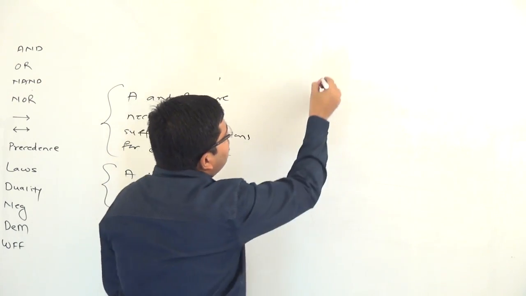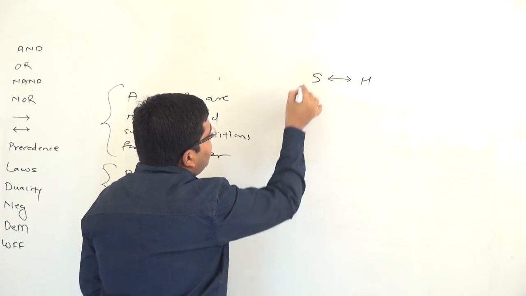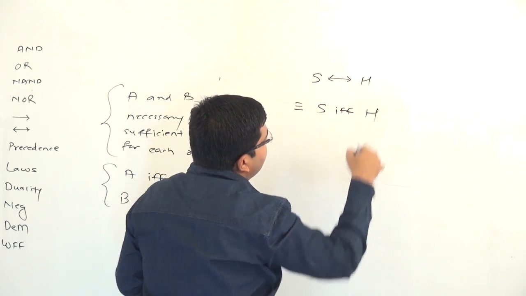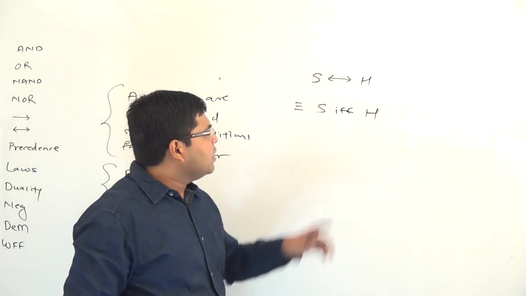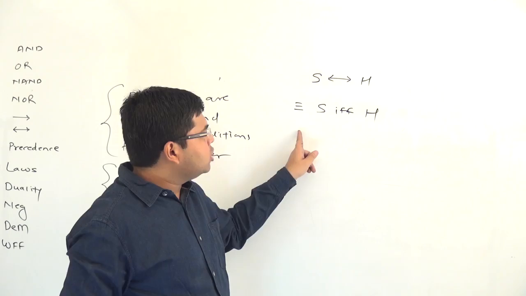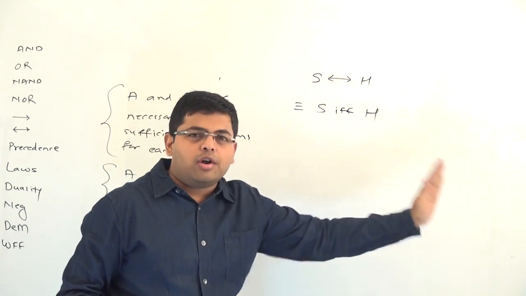If I write down Sunday double implies holiday, that means Sunday if and only if holiday. Now what is the meaning of Sunday if and only if holiday? If it is Sunday, then holiday. If holiday, then Sunday. No Sunday, no holiday; no holiday, no Sunday. Sunday means holiday and holiday means Sunday.